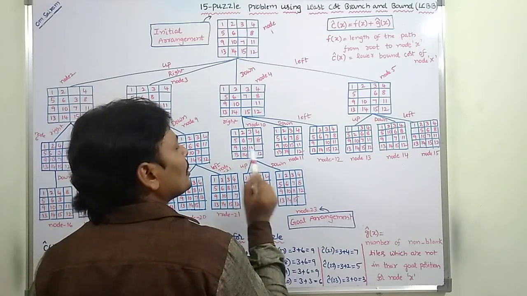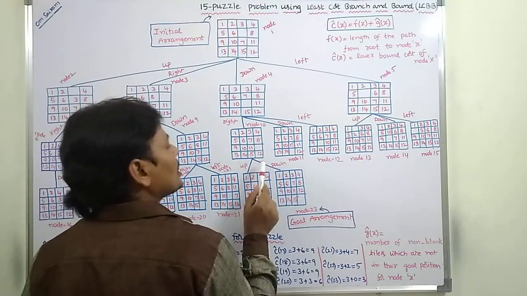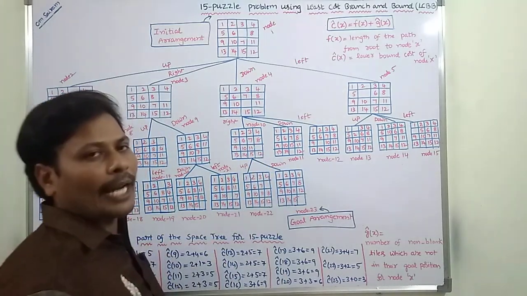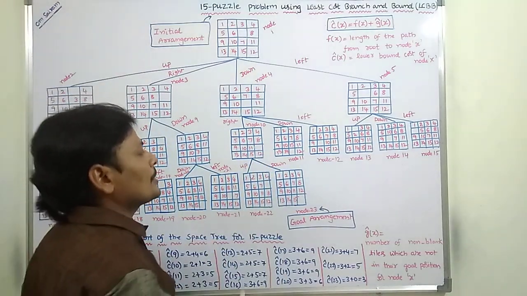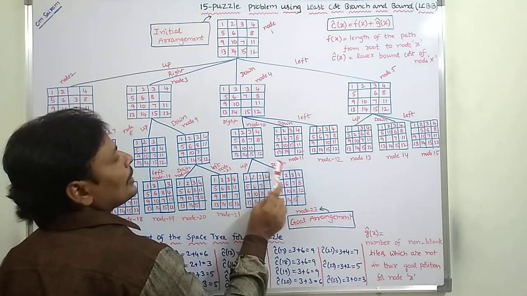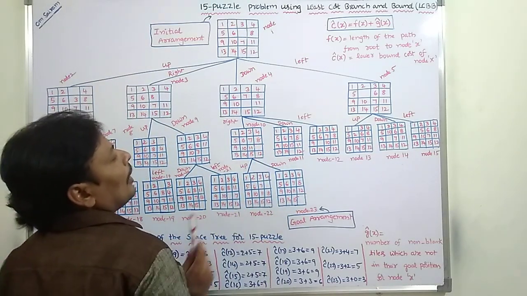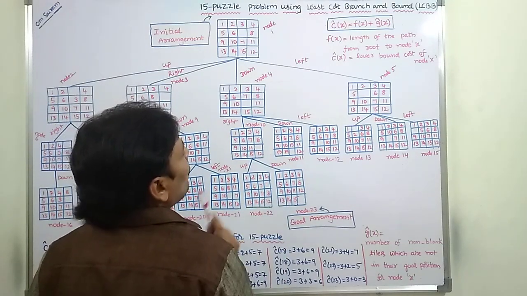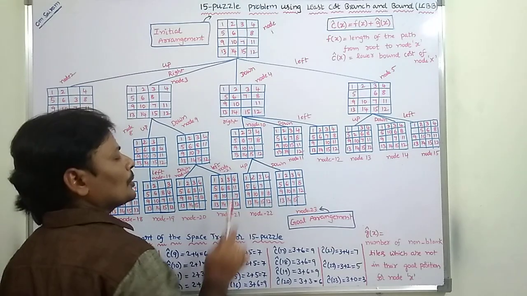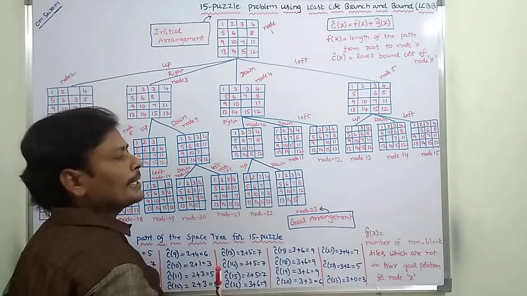Empty tile can be moved down, as it is possible. This is the down movement. The empty tile cannot be moved to the right. Okay, so then only up and down movements are used. If we go to right, there is no possible movement. If we go to left, we are getting node 4. So then the up movement we consider.